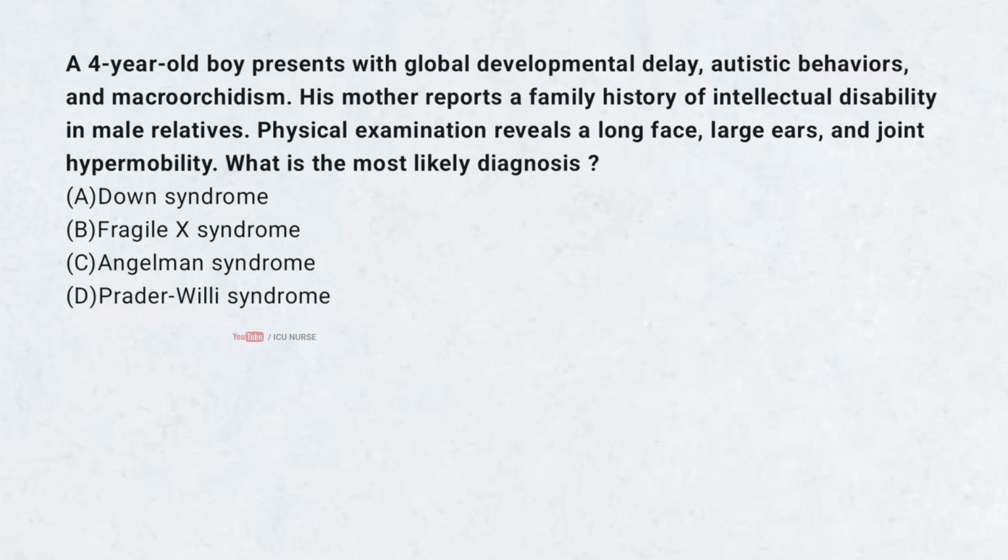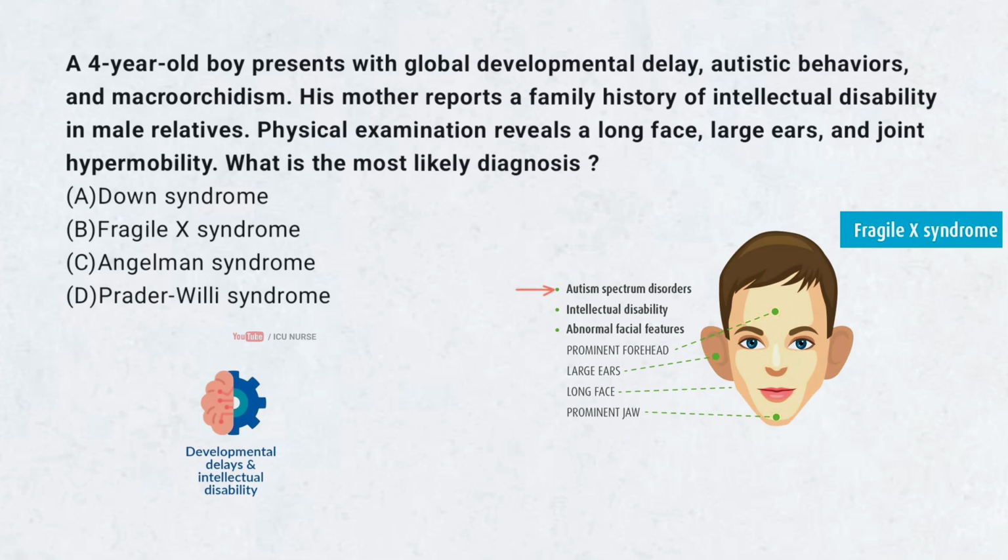A 4-year-old boy presents with global developmental delay, autistic behaviors, and macroorchidism. His mother reports a family history of intellectual disability in male relatives. Physical examination reveals a long face, large ears, and joint hypermobility. What is the most likely diagnosis?